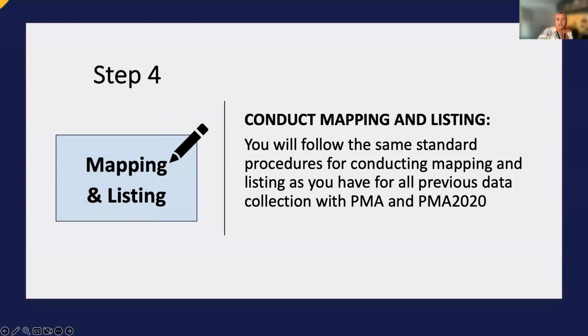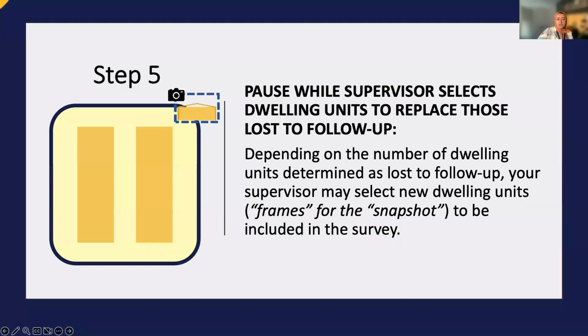You followed the same standard process for conducting mapping and listing as you did for all of the other rounds of data collection with PMA. The one difference is that you completed this phase of the field work after you went to all of the phase 2 dwelling units in steps 2 and 3. Remember, in phase 2, we changed the order of field operations to facilitate the data cleaning and analysis, as well as to help make your work most efficient. And we have been using this order of operations since then. So you noted the dwelling units where you've already conducted interviews in steps 1 and 2.